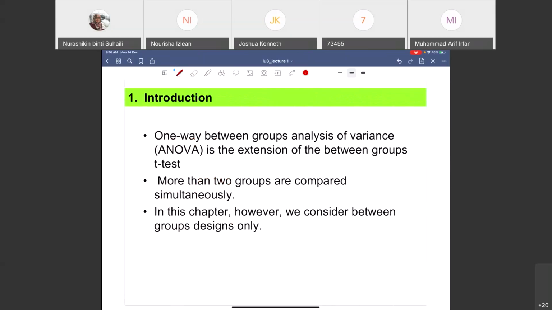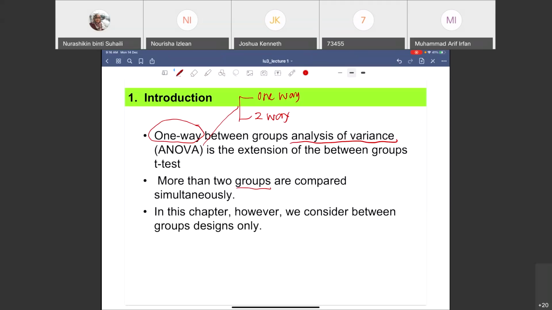So some introduction. ANOVA stands for analysis of variance. In this chapter, we are going to cover the one-way ANOVA. ANOVA is divided into one-way and also two-way, but we cover one-way first. So what is meant by one-way? But before that, as I mentioned just now, ANOVA is used when there are more than two groups.